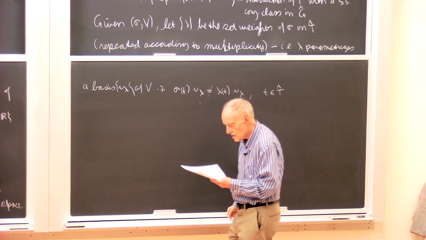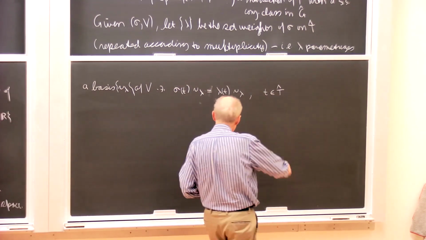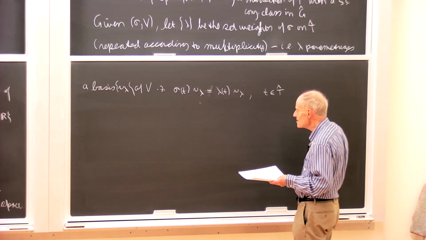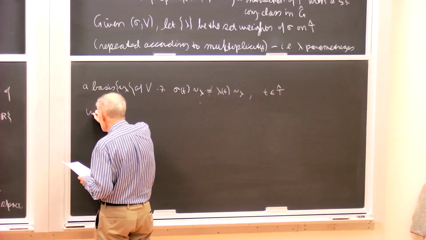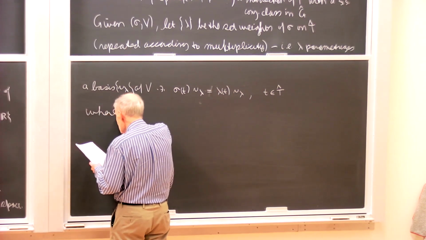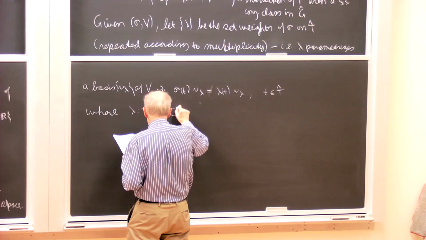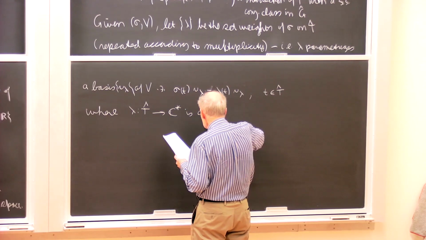I'm using Langlands notation. These things are weights, they're characters on T hat as a torus. These days they're usually written exponentially, but Langlands writes them simply as characters like this, so we'll be following that. Therefore each lambda, T hat to C star, is a character, a quasi-character.